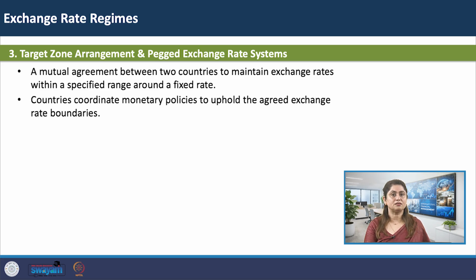This is where things start to become a little bit more flexible. In a target zone arrangement, two or more countries make a mutual agreement to maintain their exchange rates within a specified range, a narrow band around a fixed central rate. The countries coordinate their monetary policies to keep the rate within the band. Let me explain with the help of an example.